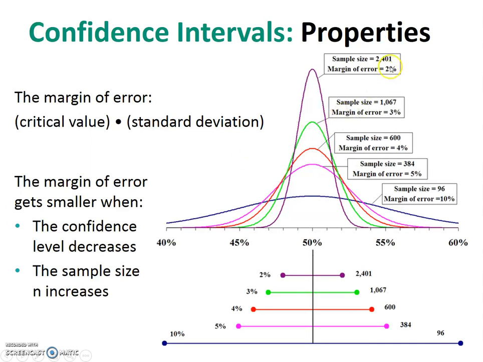You can see from these graphs here, as your sample size gets bigger, your interval is getting smaller, and also as your confidence level is decreasing, your margin of error is also getting smaller, and you can see right there.